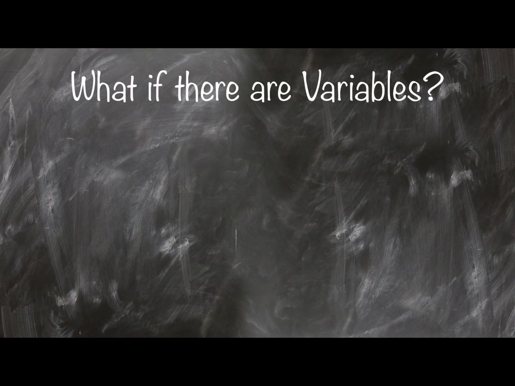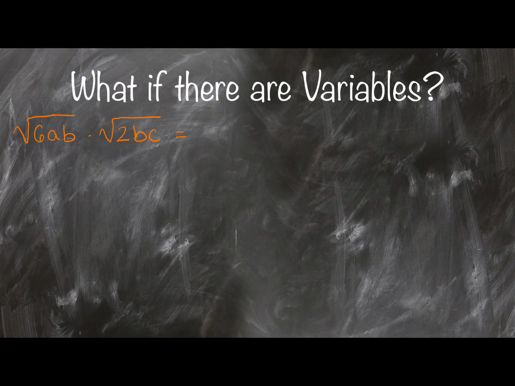All right, but what if we get variables involved? Let's go ahead and try a couple examples where there are variables. First one we're going to do is the square root of 6ab times the square root of 2bc.